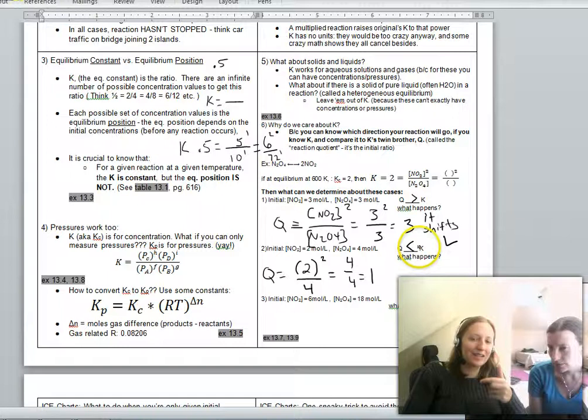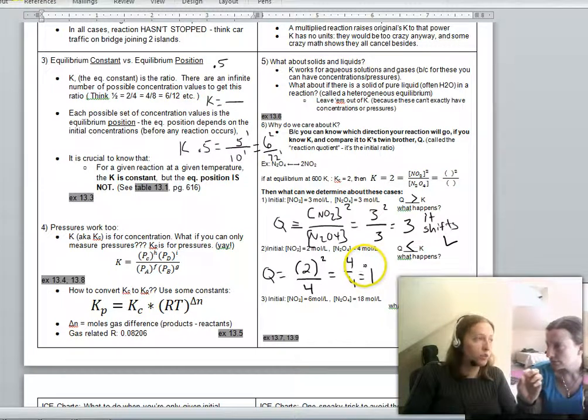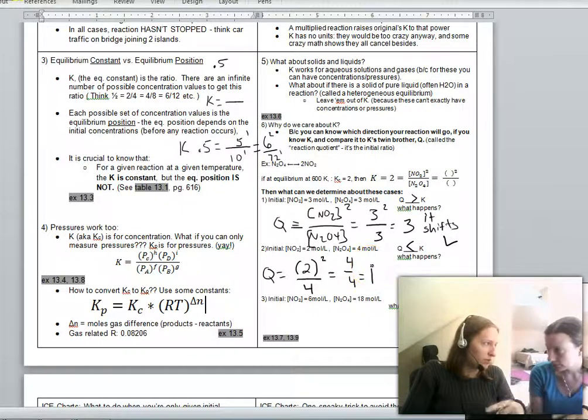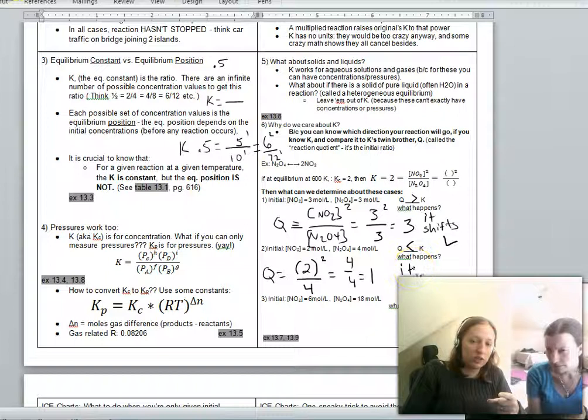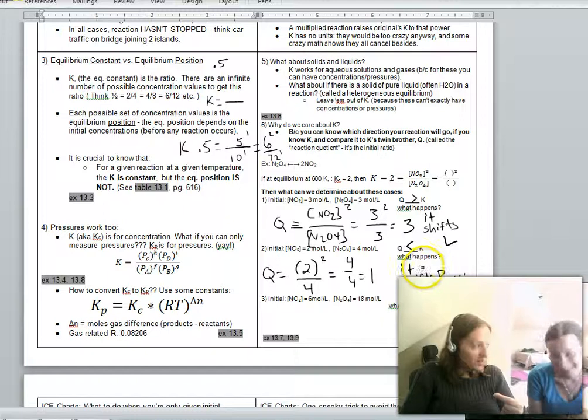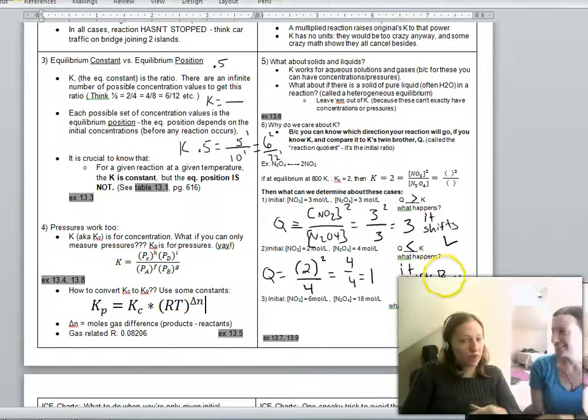So in the situation in which Q is less than K, Q is less than K because your top is too small. Your top is your products. That means we need more products. And so when this situation goes to equilibrium, it's going to make more products. You just want to know which way it's going to go, left or right? The answer is you've got to have more products, so it's going to go right. So in this case, it shifts right. It's maybe helpful to memorize that when Q is less than K, it will shift right.